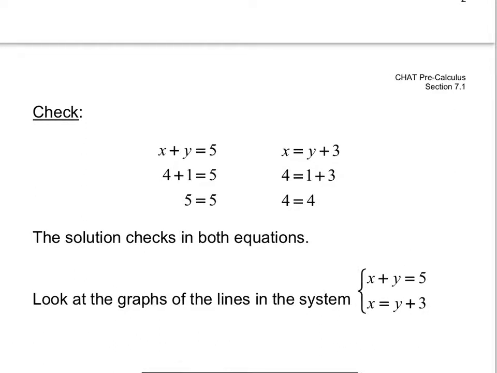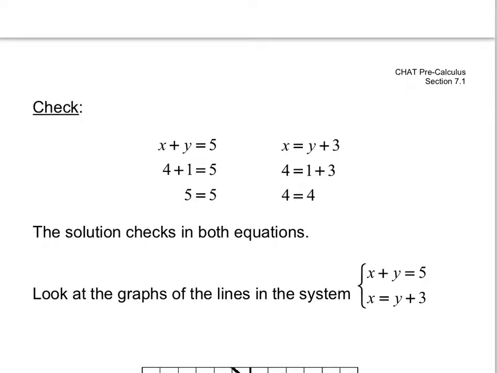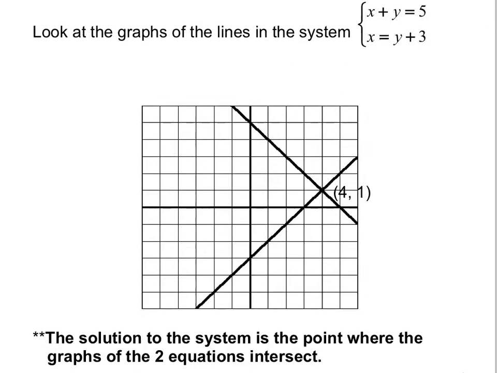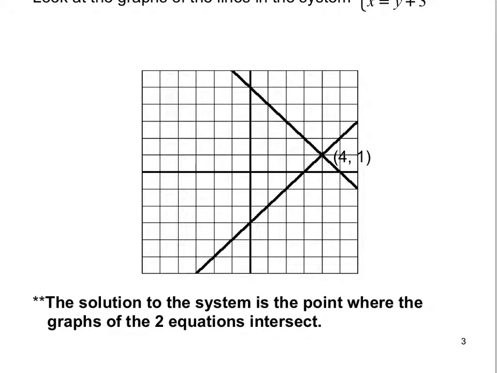Here's the check. I put it in both equations. I put it in the top and the bottom equation, and they both check, which means I do have a solution. And now let's look at the graph of that. You can see by the graph that the solution 4, 1 is the place where both of those lines intersect.